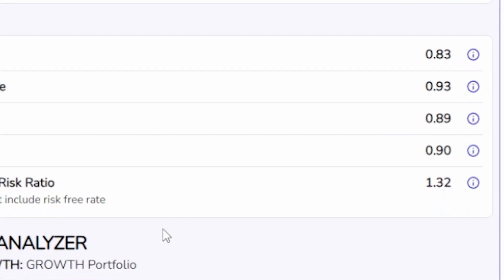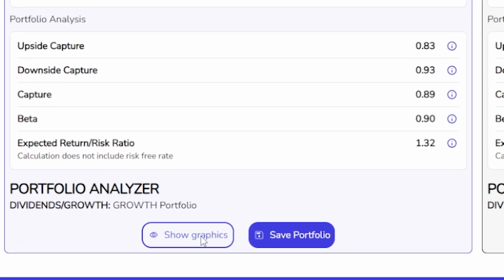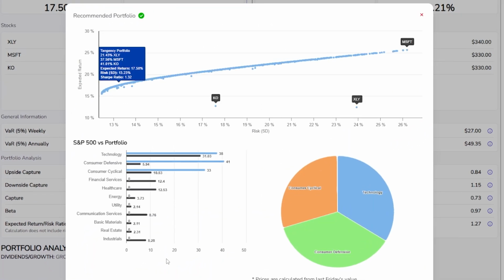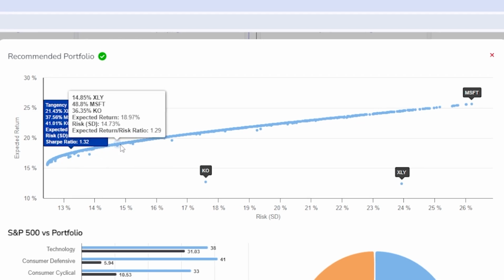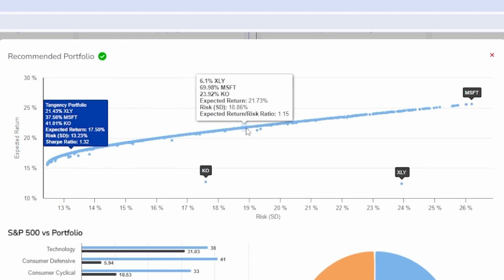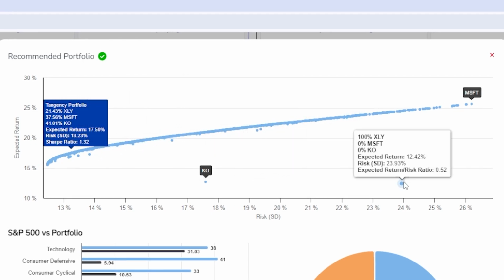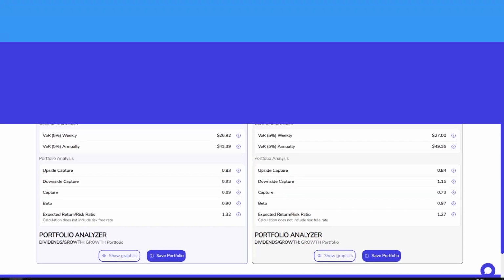To get additional information, click the Show Graphics button, which will display how your investment portfolio has been calculated compared to the S&P 500, how well diversified it is, and the thousands of possible combinations the efficient Frontier algorithm has made to show you the best investment option for you.